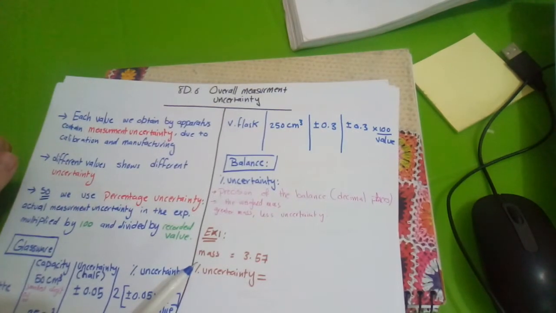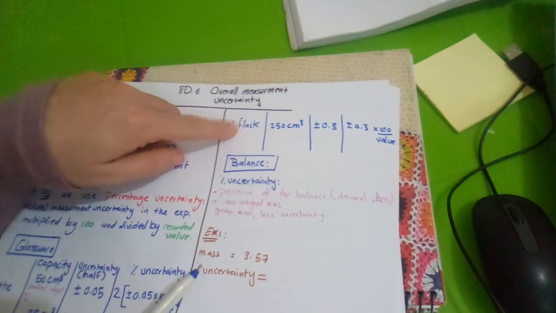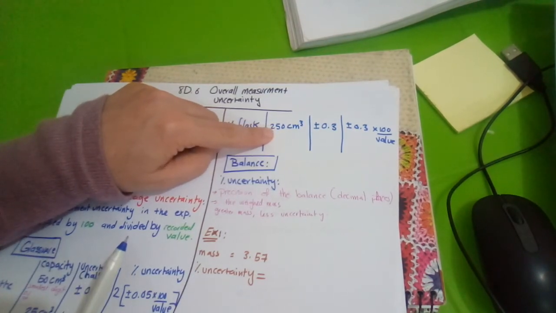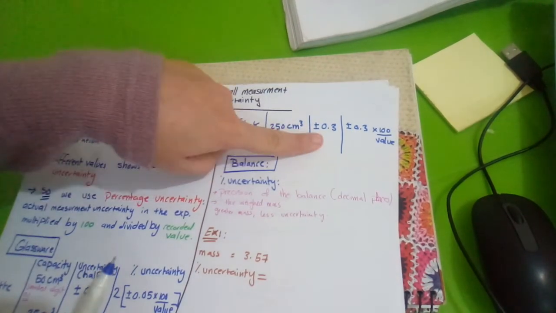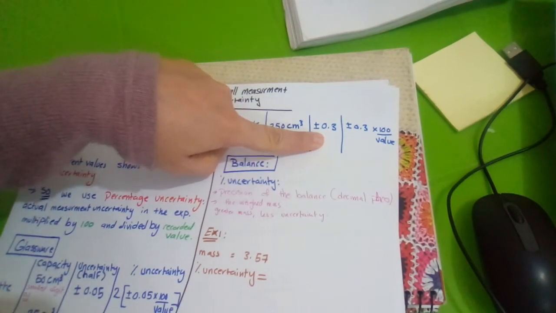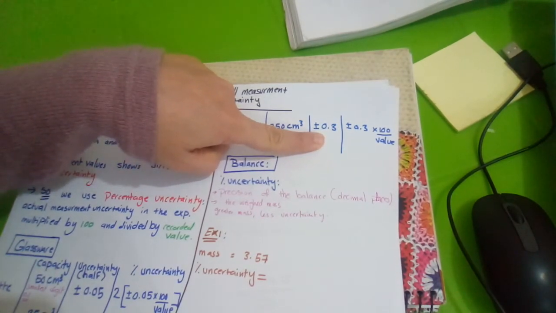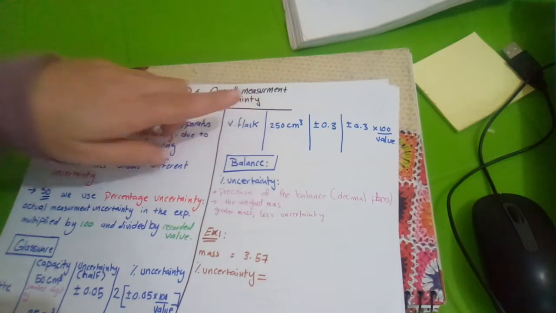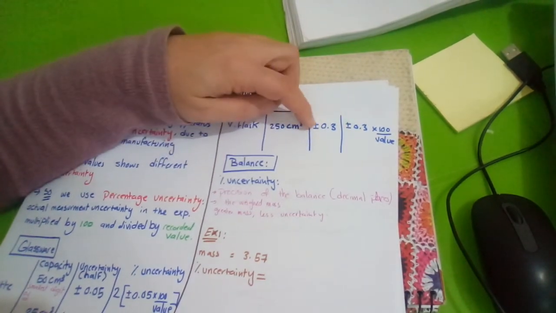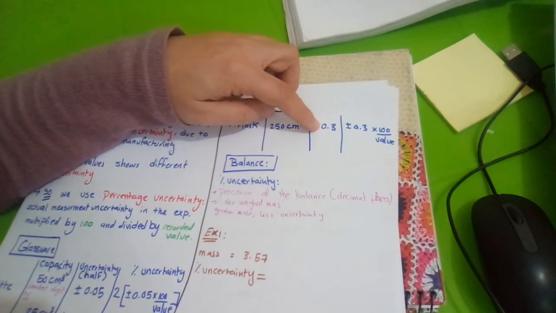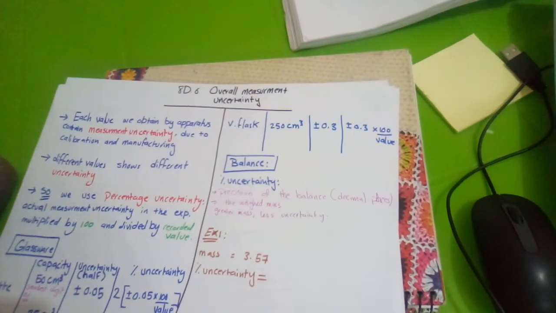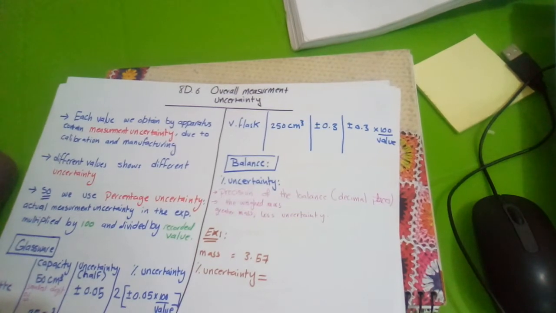Okay, let's go for the last glassware. The last glassware is the volumetric flask. For the volumetric flask, let's assume the capacity is 250 centimeter cubed, and your measurement uncertainty according to the smallest decimal places is plus minus 0.3. So the percentage uncertainty is the actual measurement uncertainty multiplied by 100 and divided by your recorded value. This is for the glassware.